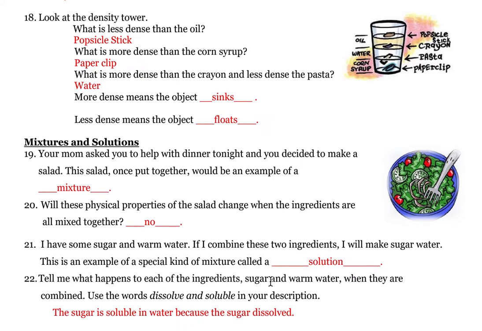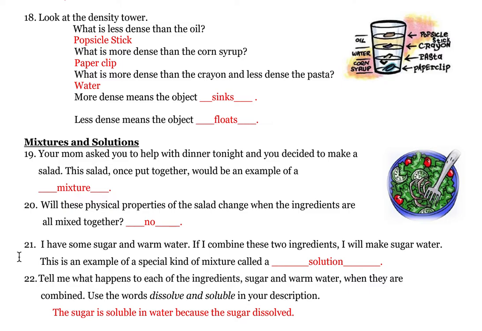Mixtures and solutions. Number 19. Your mom asks you to help with dinner tonight, and you decide to make a salad. The salad, once put together, would be an example of a mixture. Number 20, will these physical properties of the salad change when the ingredients are all mixed together? No, the physical properties will stay the same.